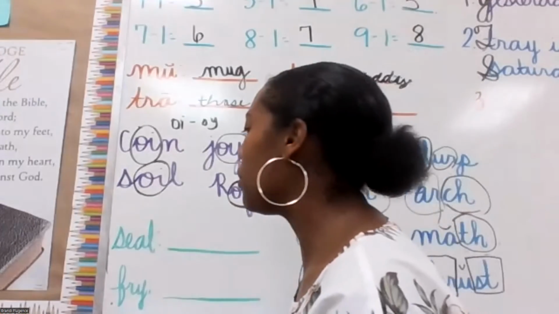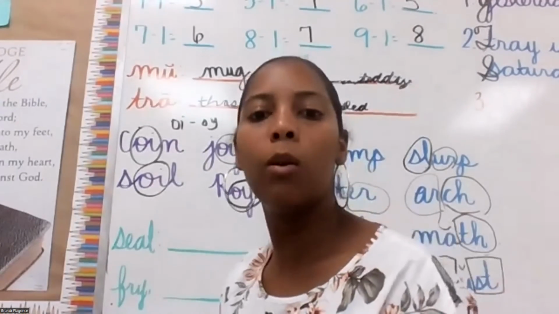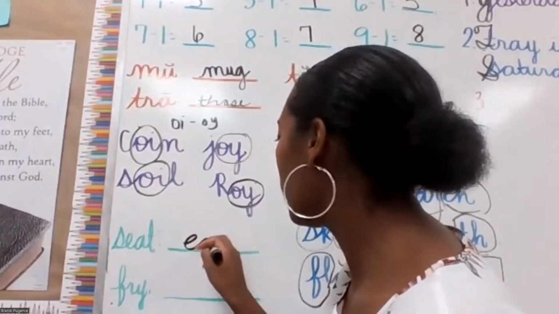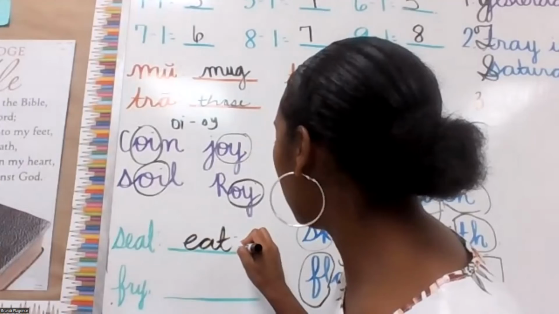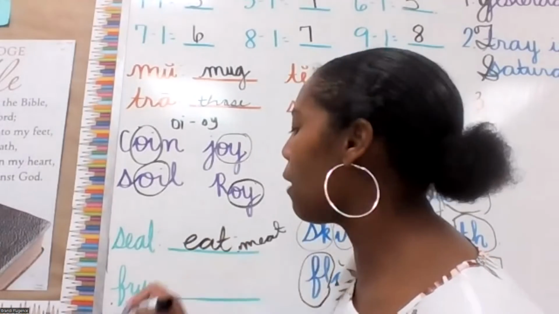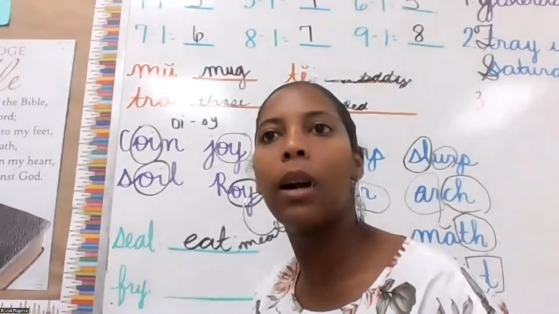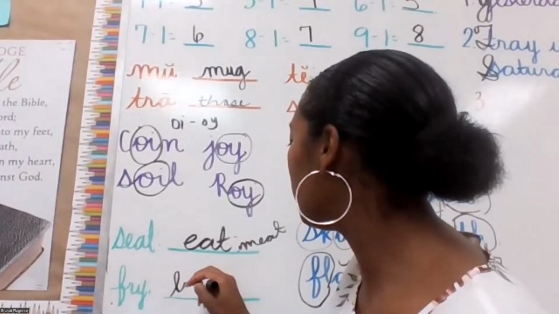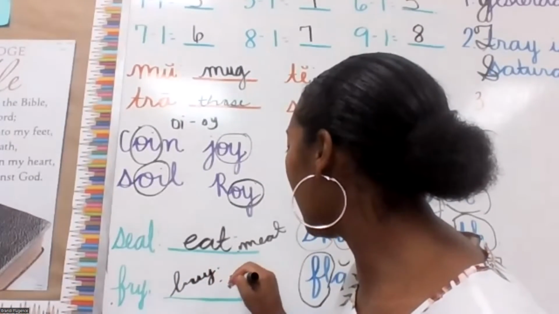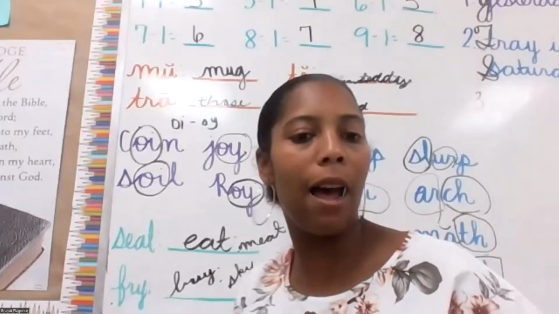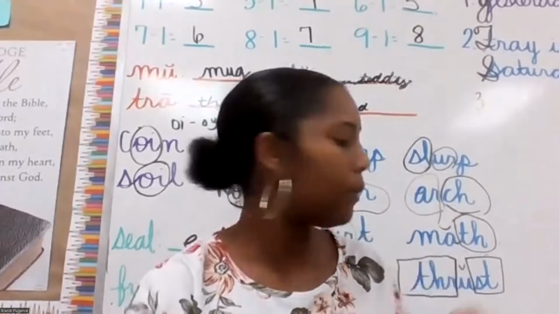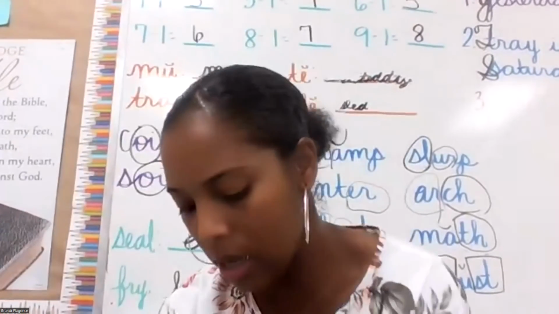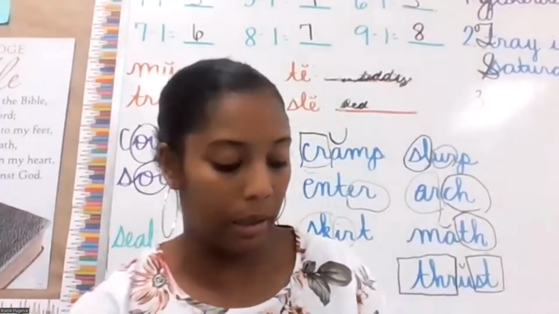Good. Let's do some rhyming words. So I have the word seat. What's a word that rhymes with seat? Eat. And meat. Next, I have fry. What's a word that would rhyme with fry? Bye. And Asa, what do you have? Sky. Good. Bye, sky, fry. Awesome. All right, let's go over a few clue cards and then we'll be done for the morning, not the day.